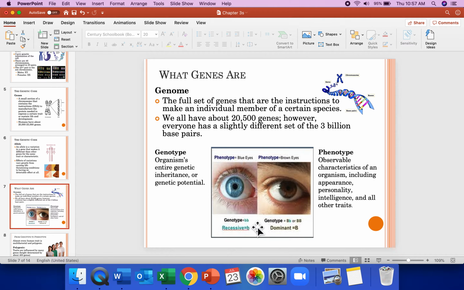So for this person to be blue-eyed, they should have inherited blue from both sides of their parents. So as you can see, it is lowercase b, lowercase b. So that's how the genotype is. The phenotype is blue. So they have lowercase b, which is an abbreviation of the blue, from the mom and from the dad.